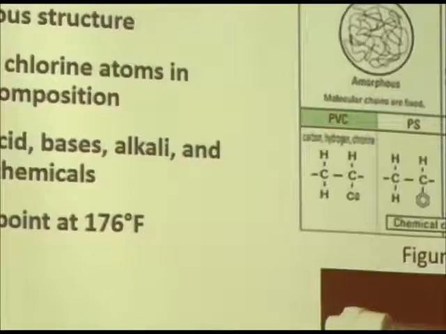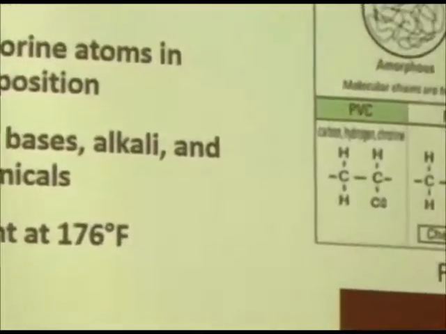PVC is an amorphous structure, which means it doesn't have a crystal structure or long-range order to it. It's single bonded with a chlorine atom, which means it is able to resist acids, bases, alkalis, and most inorganic chemicals, which is very good with the chemicals that we are using. The melting point of PVC is 176 degrees Fahrenheit. As Will stated earlier in the presentation, the highest temperature would be about 122 degrees Fahrenheit, so that's well within the acceptable parameters.